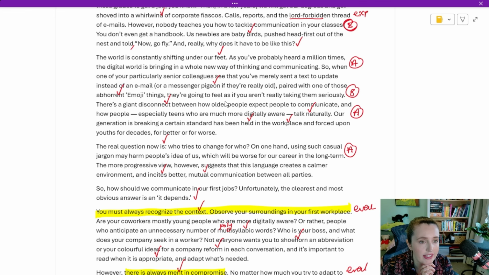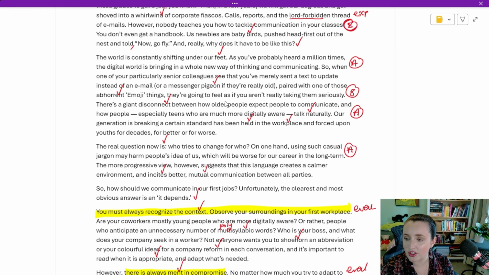So when one of your particular senior colleagues see that you've merely sent a text to update rather than an email or a messenger pigeon if they're really old, nice use of humour, one of those abhorrent emoji things, they're going to feel as if you aren't really taking them seriously. Idea from text B, the idea of emojis. There's a giant disconnect between how older people expect people to communicate and how people, especially teens who are much more digitally aware, talk naturally. Explicit detail text A. Our generation is breaking a certain standard, has been held in the workplace and forced on us for decades, for better or for worse.